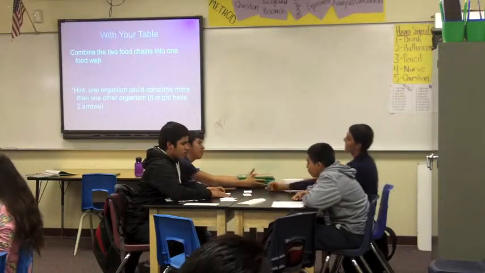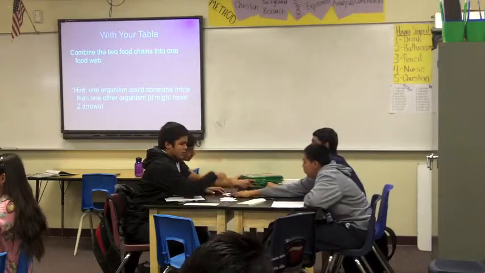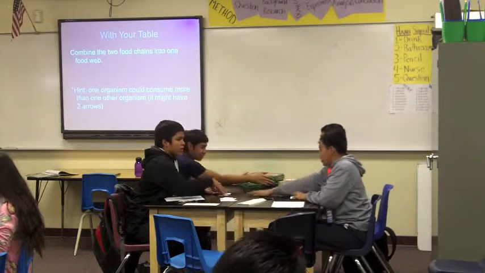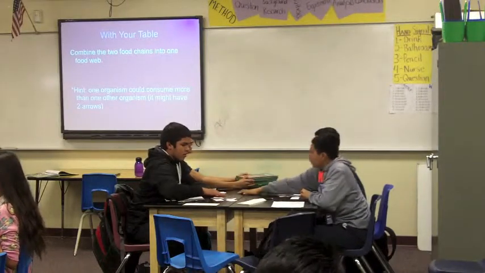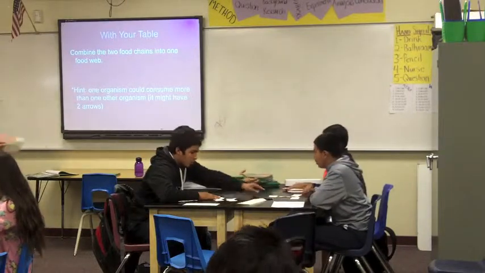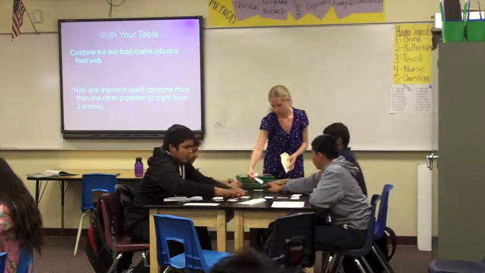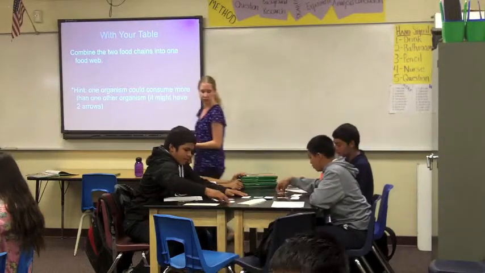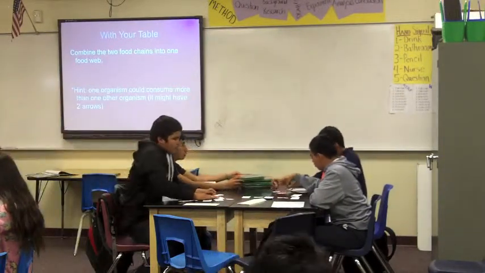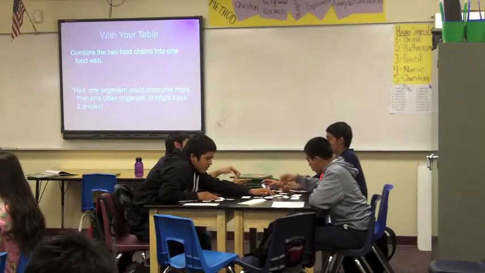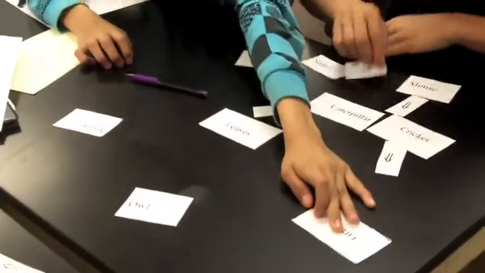Which one means which one? Eagle or... Don't we need the grass first? Yeah. There's leaves too. You're gonna need more arrows. Here you go. All right, so I need to give you some more arrows. Let's see what we have.